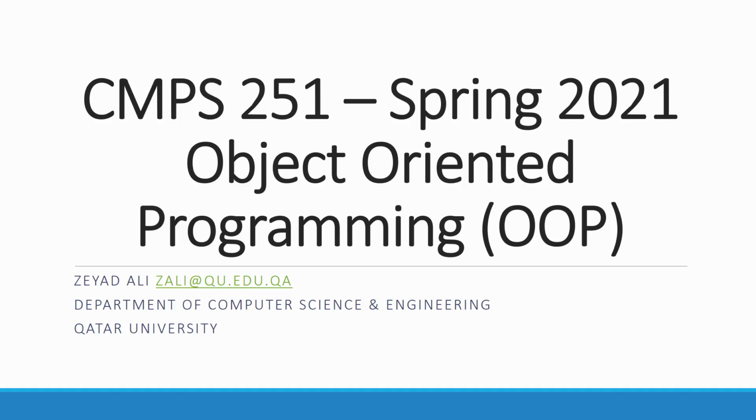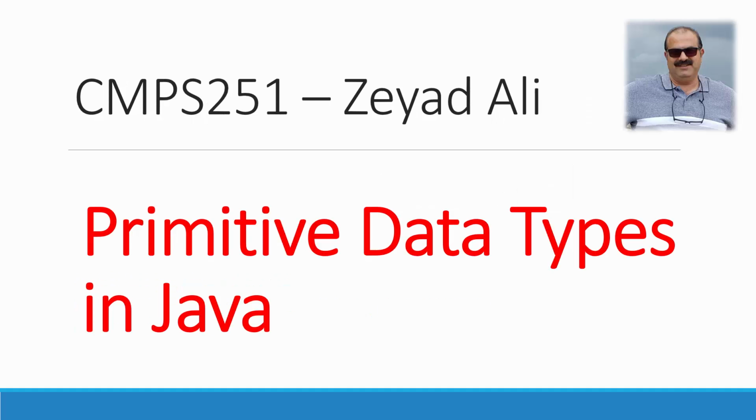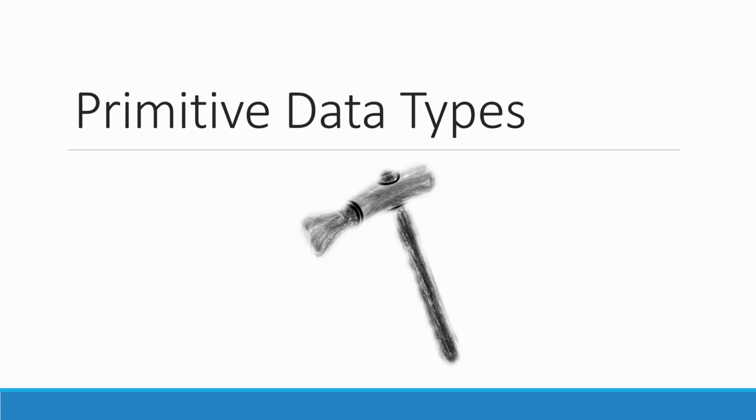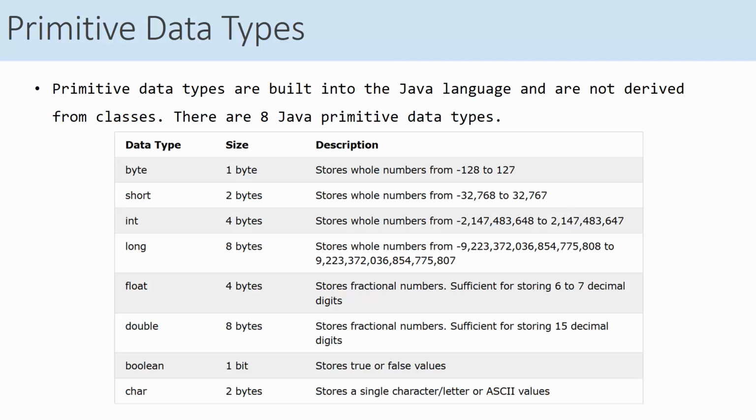In this lesson, we'll discuss Java primitive data types. There are 8 primitive data types in Java. Byte, which takes 1 byte. You can store values between -128 to 127. Short, that takes 2 bytes. Integer, 4 bytes, similar to C++. Long, which takes 8 bytes.